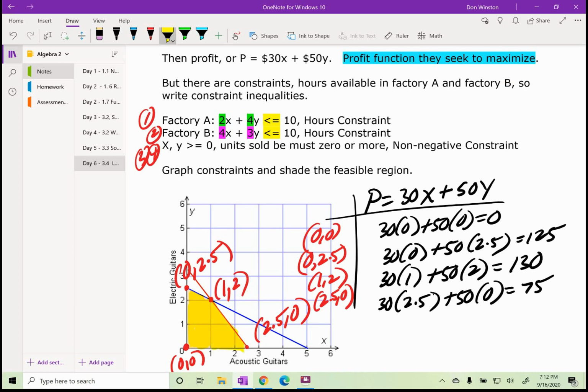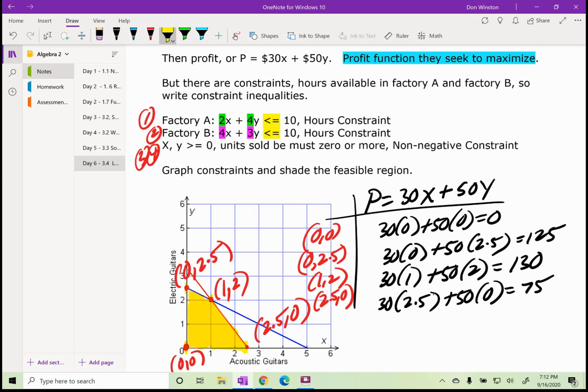All right, but here's the deal with linear programming. It just so happens that the objective function, whether or not you want to maximize profits or minimize costs, always occurs at these corner points, always. So at the point 0, 0, at the point 0, 2.5, at the point 1, 2, or at the point 2.5, 0. Okay, your objective function is always maximized or minimized at those corner points.